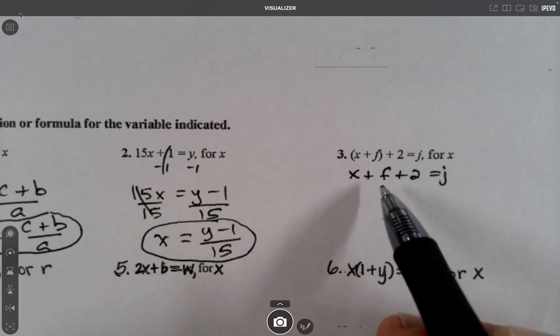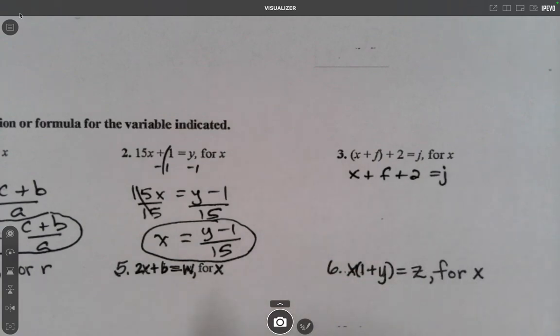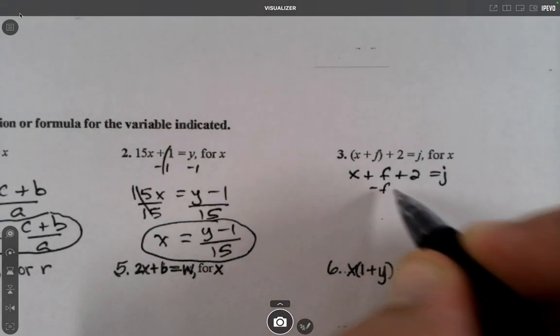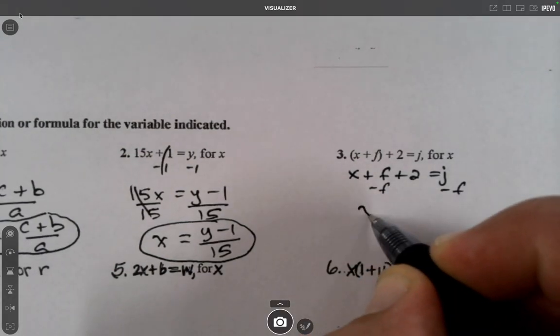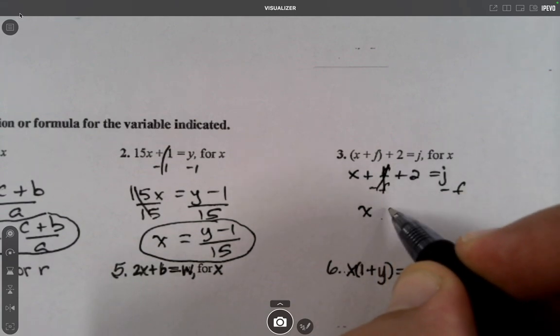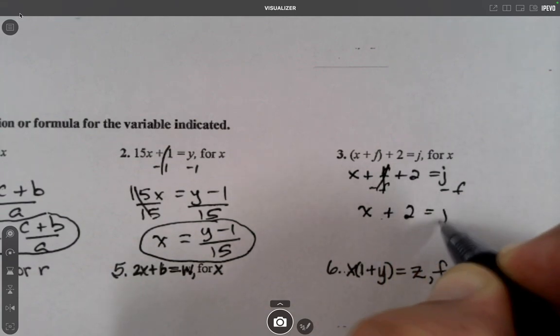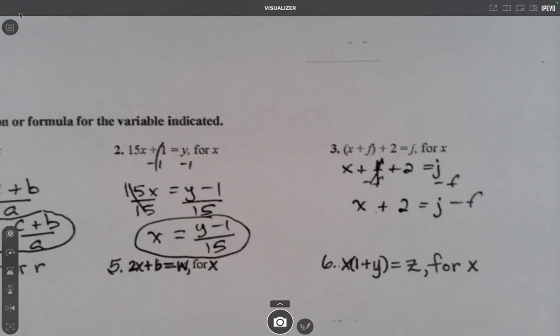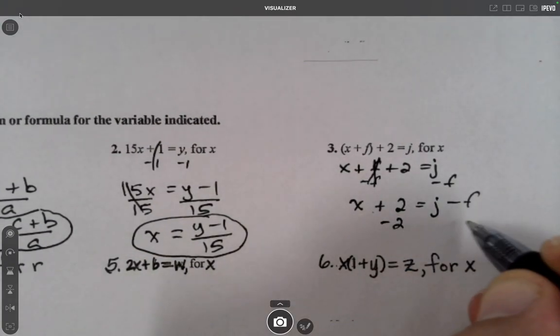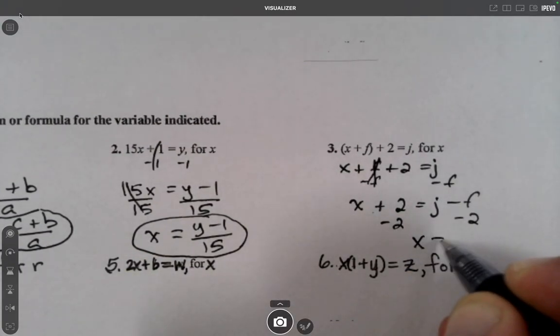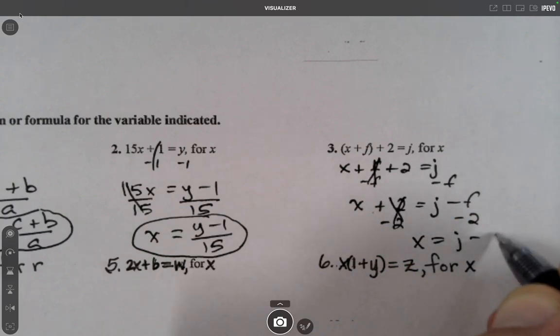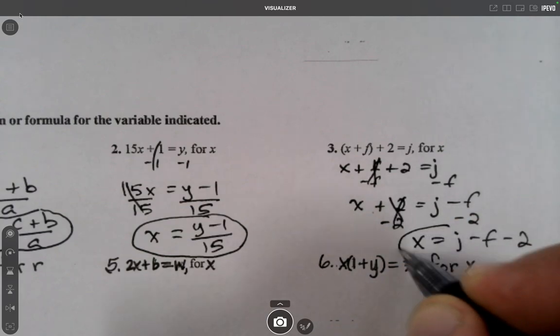So obviously we need to move both the f and the 2 over. It does not matter which you subtract first. It makes no difference. So I'm just going to subtract the f over. And then I'll subtract the 2 over. So I get x equals j minus f minus 2.